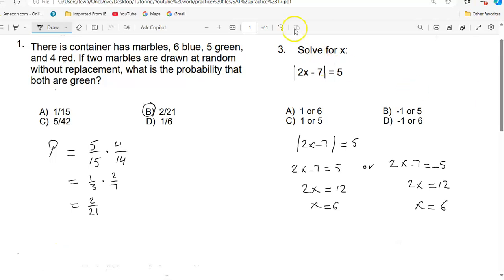So if I add 7 to both sides, that will be 2. So I have 2x equal to 2, so x equals 1. So our answer is 1 or 6, which is the first choice.